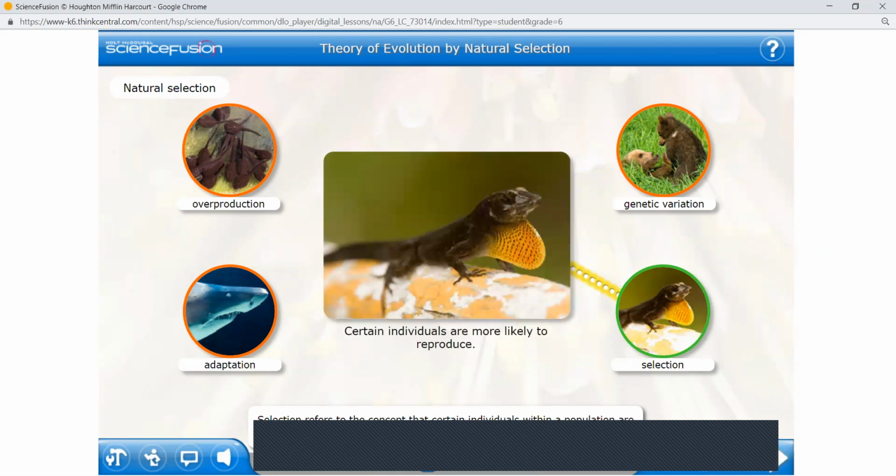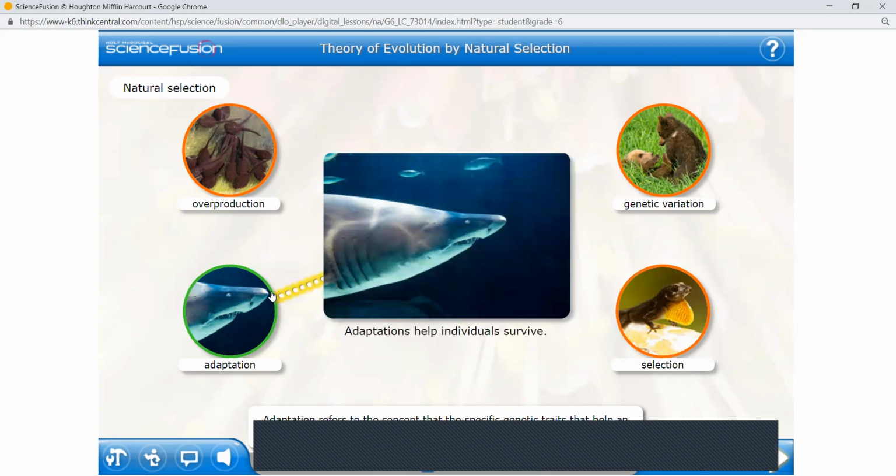Selection refers to the concept that certain individuals within a population are more likely to survive and reproduce. Adaptation refers to the concept that the specific genetic traits that help an individual survive and reproduce in an environment are passed along from generation to generation. As a result, that particular trait will become more common within the population. Some adaptations allow organisms to survive in specific environments. Fish are adapted to water because they have gills. Bird adaptations include hollow bones, which are light enough for flight.